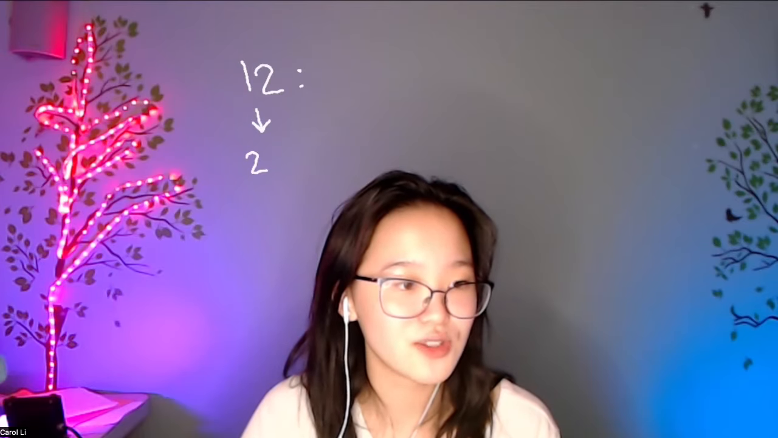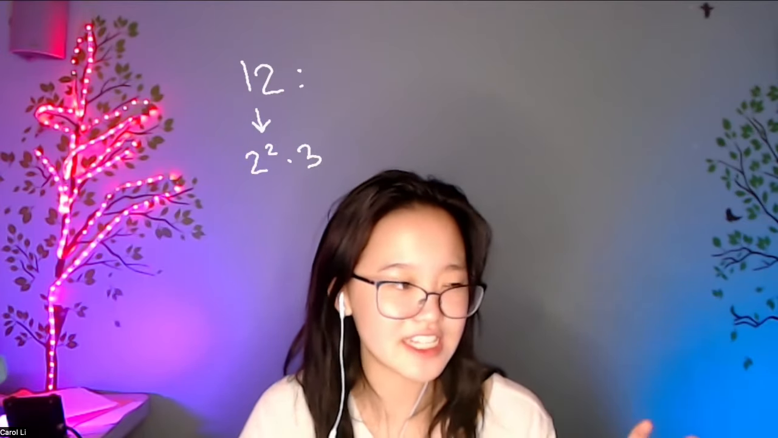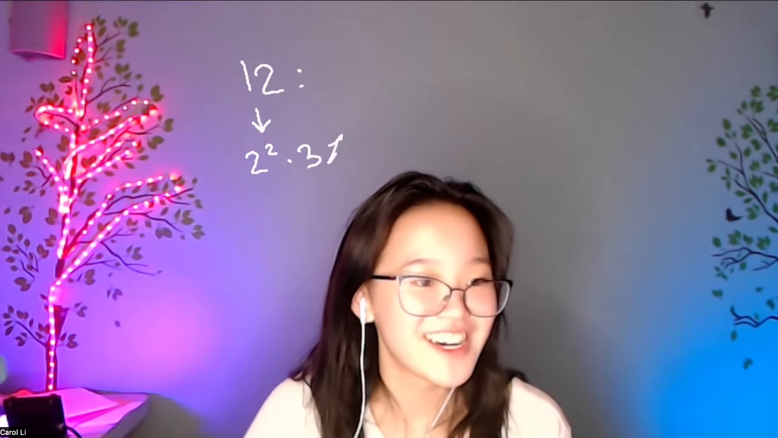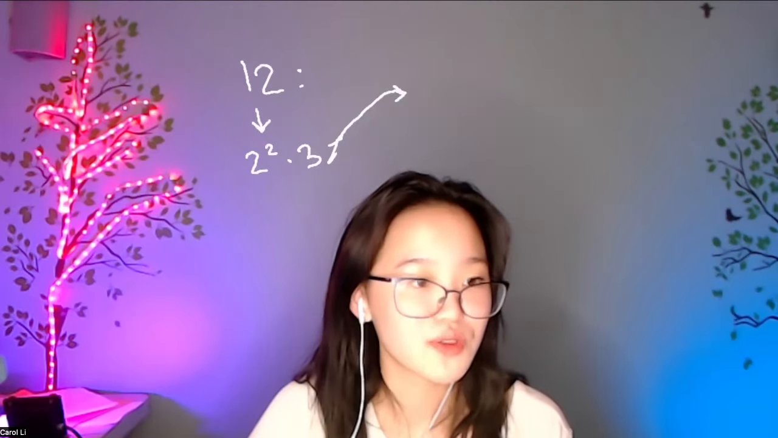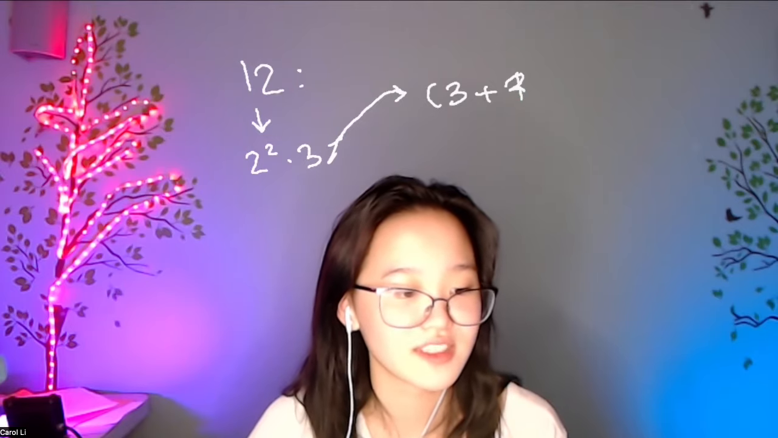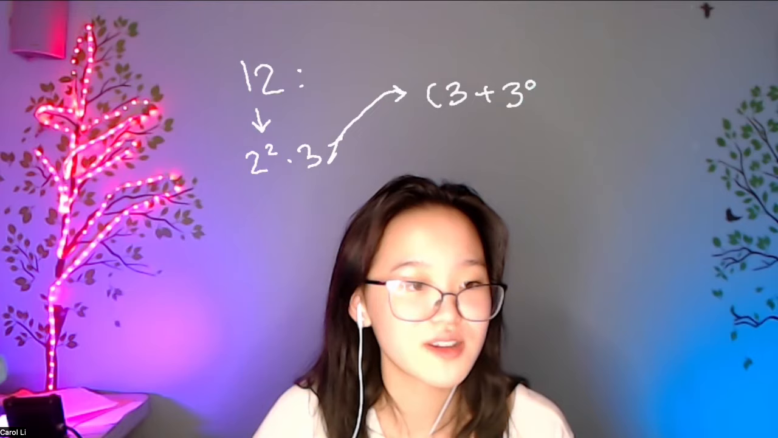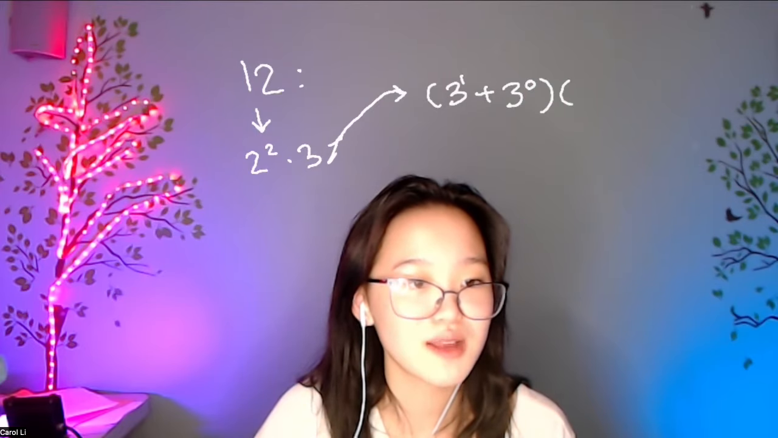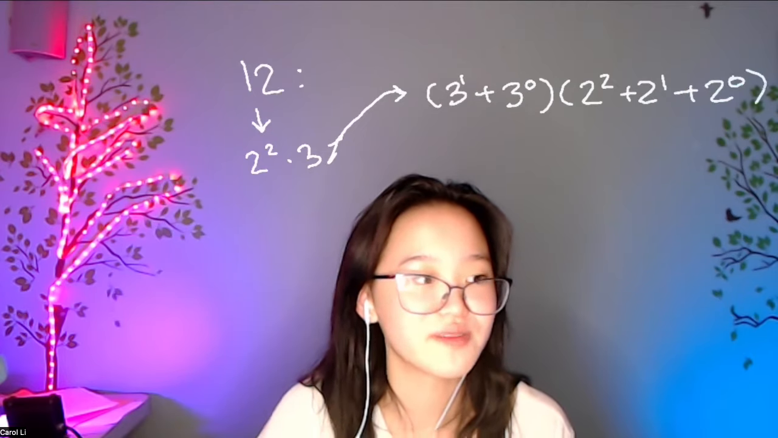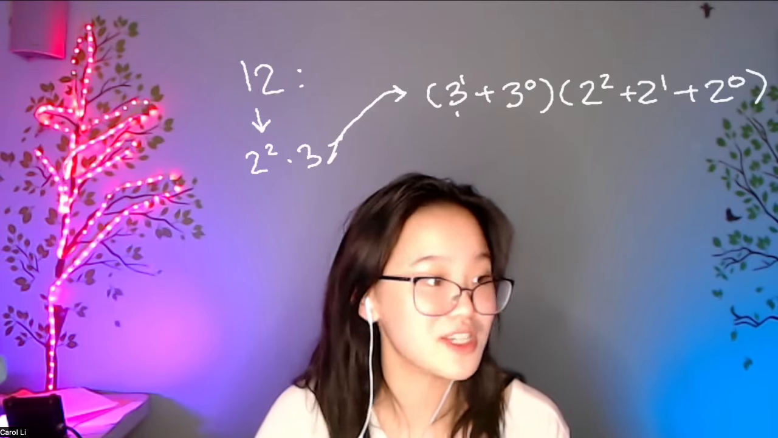So you get 2 squared times 3, right? Now you take each distinct prime divisor, and you can do 3 to the power of 1 plus 3 to the power of 0, times 2 squared plus 2 to the power of 1 plus 2 to the power of 0. Right. So notice how all the factors can be generated like this.